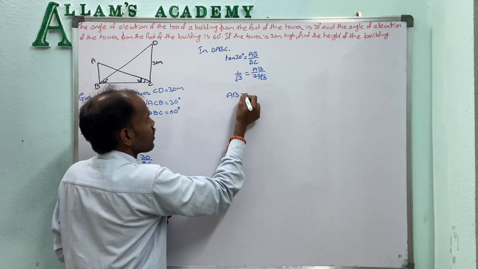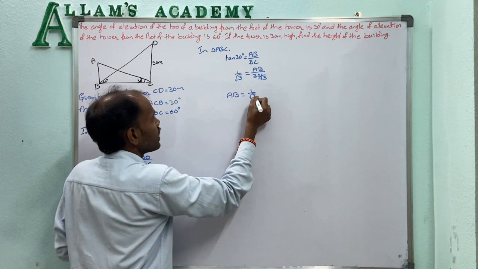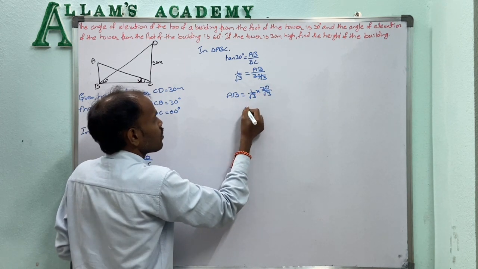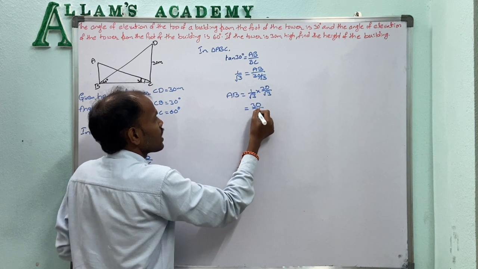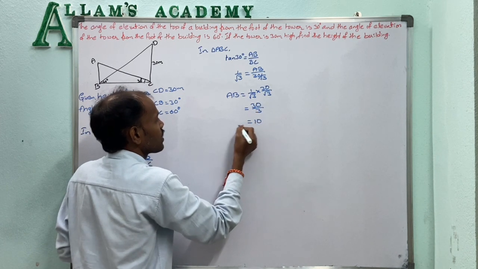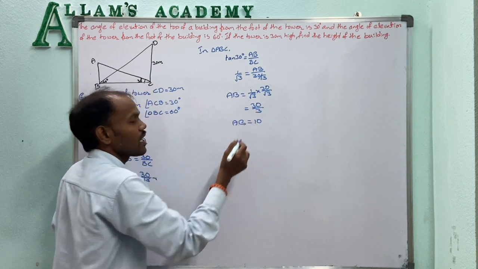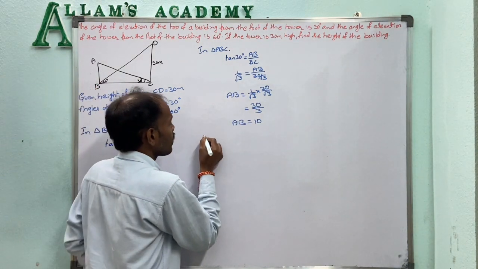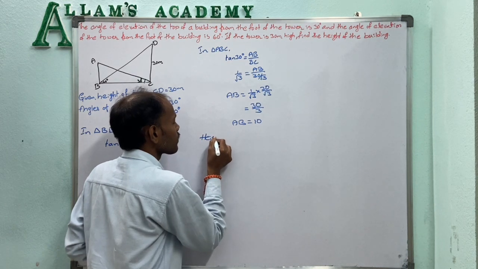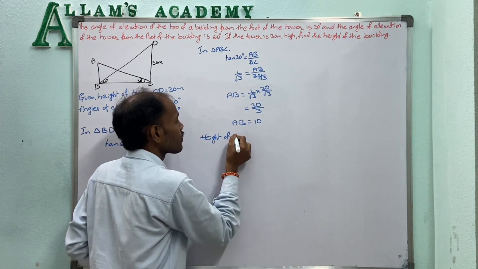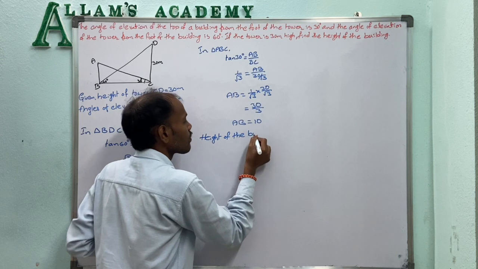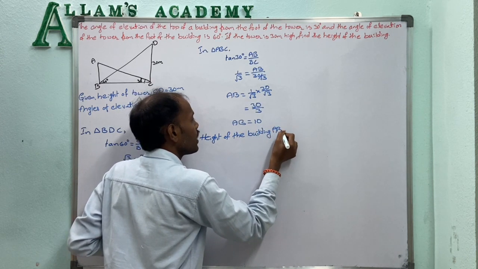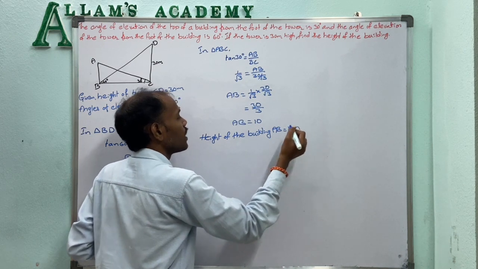By cross multiplication, AB equal to 1 by root 3 into 30 by root 3. Root 3 into root 3 equal to 3. So 30 by 3, that is nothing but 10. AB value is 10. AB is the height of the building. So height of the building AB equal to 10 meters.